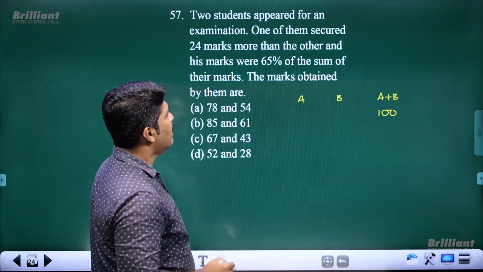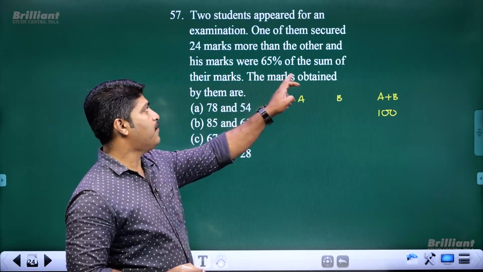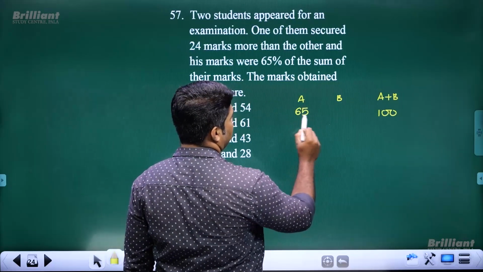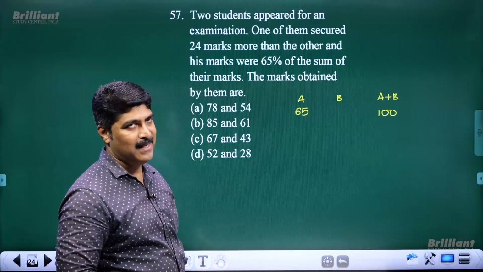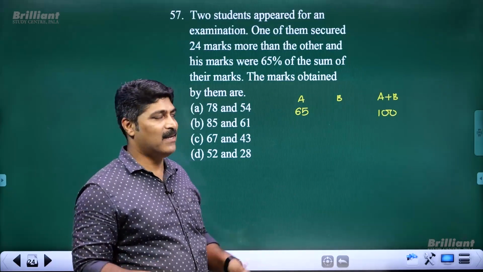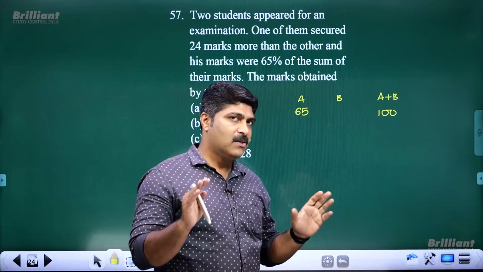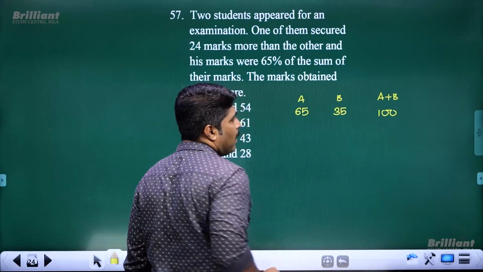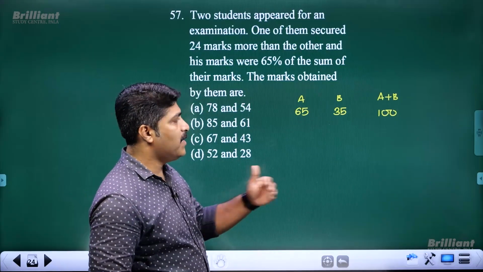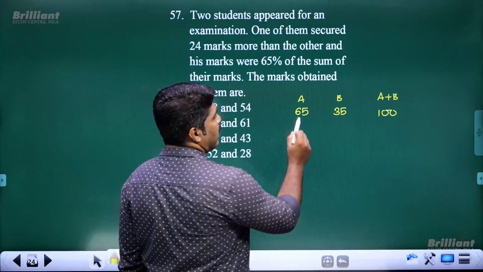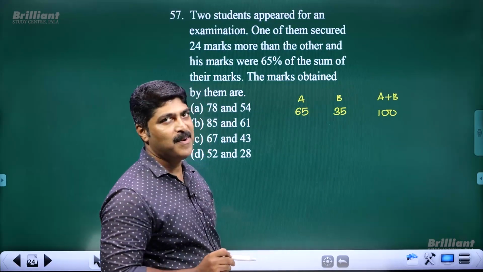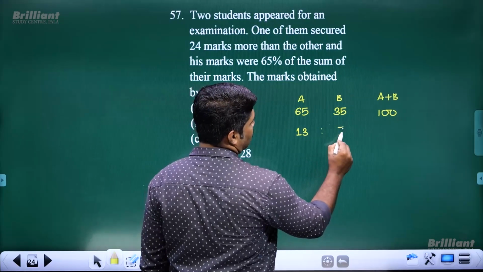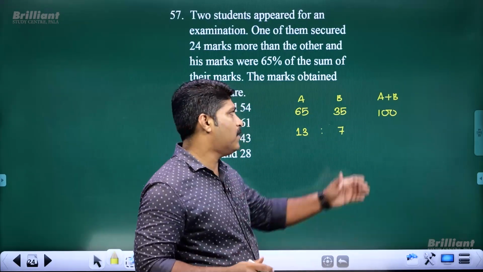What is mentioned here? His marks were 65% of the sum of their marks. Suppose this A scored 65% of the total mark, total mark in the sense of the sum of their marks. If his mark is 65, what's the mark of the second person? That's the remaining 35. We can frame it in the form of a ratio. How can we convert it? Here 65 and 35 are both divisible by 5. Therefore, the ratio is 13:7. It's enough. Now we don't need to bother about this part.